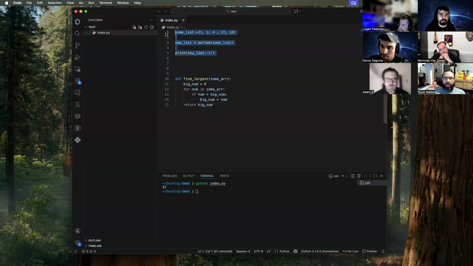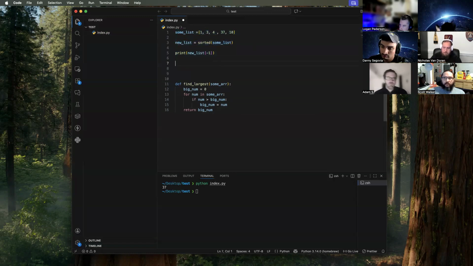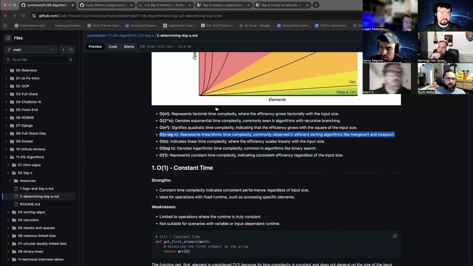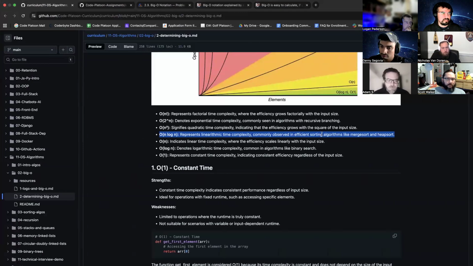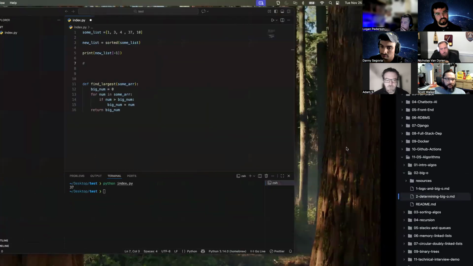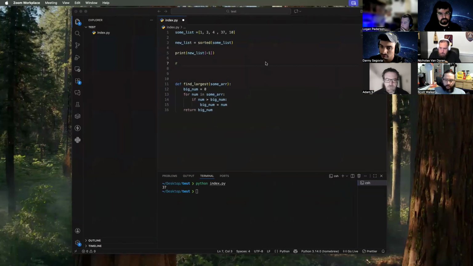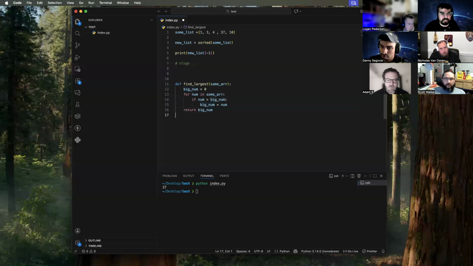If I wrote this as a function, I know they didn't write this as a function because I was lazy, but if this was a function, what's the time complexity of this? Anyone know? I don't expect you to know this, by the way. And log n, right? What's the time complexity of this one?